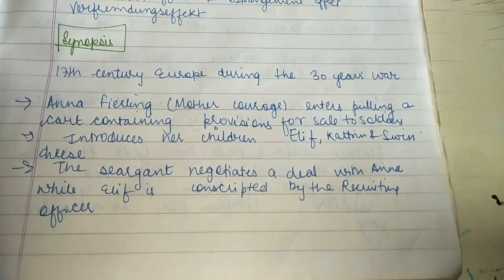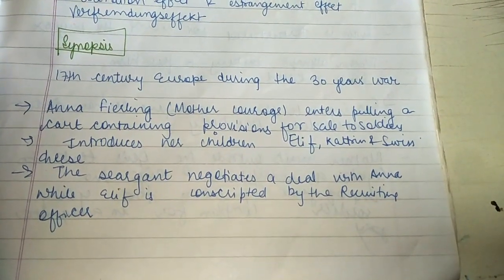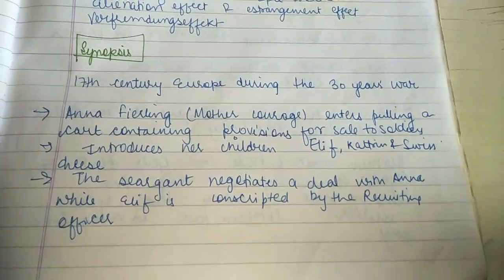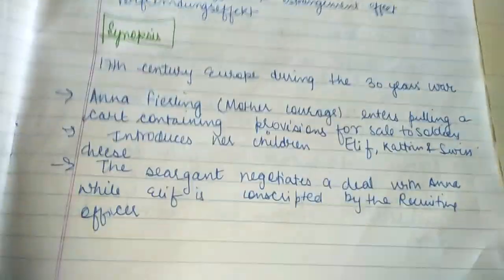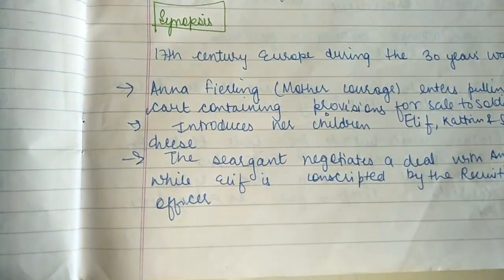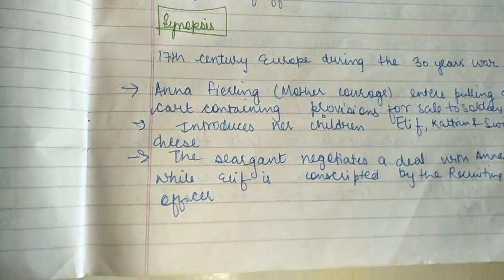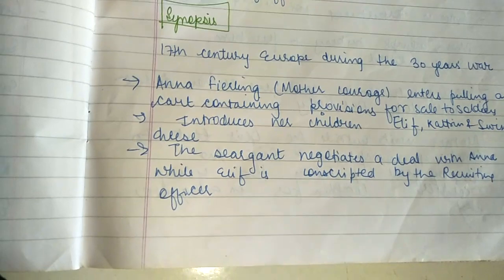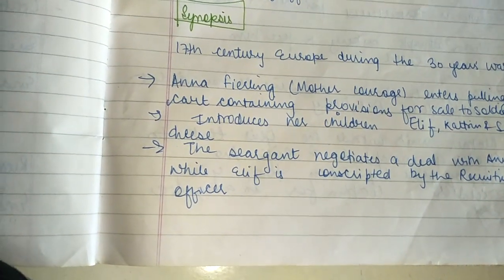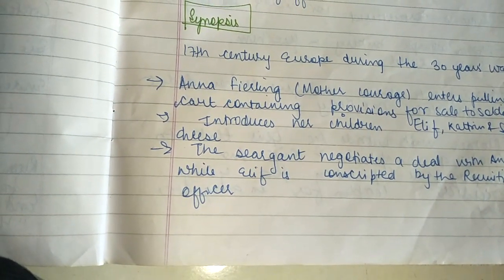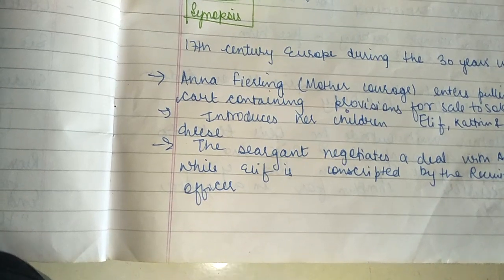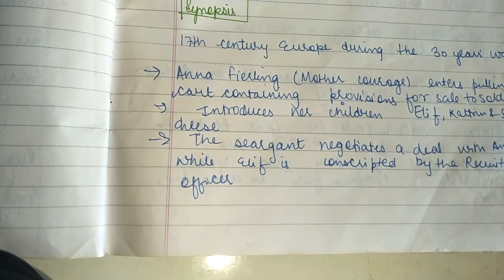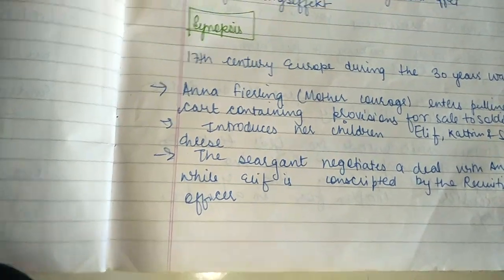Now we see that there comes a sergeant. He negotiates a deal with Anna, and Eilif is conscripted by the recruiting officer. When Anna came there, they were in need of new soldiers. So the sergeant asks Eilif to join the troop, so that Anna Fierling can also be there and do her work, and in turn Eilif can also make some money and have a nice social status.